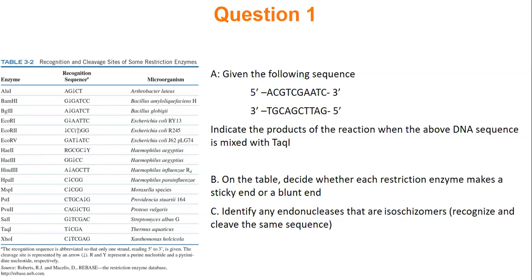So let's say we have this sequence. Let's say in A, I mix that sequence with Taq 1. What will we get out? B, tell me which sequences will make sticky ends and which ones will make blunt ends. C, do we have any isoschizomers on this table? An isoschizomer recognizes the same sequence. So two enzymes recognize the same sequence. And a bonus question I thought of while I was going through that last stuff, D.